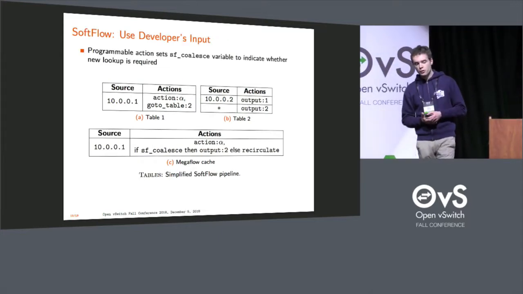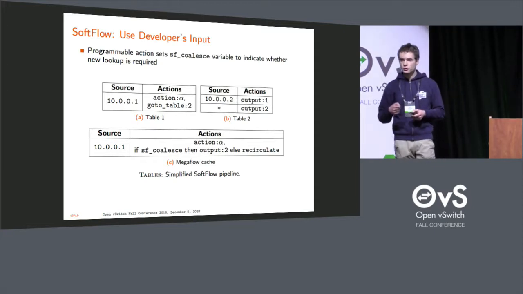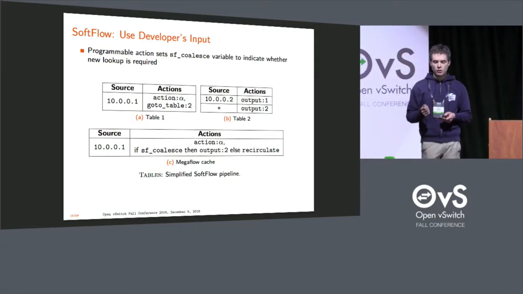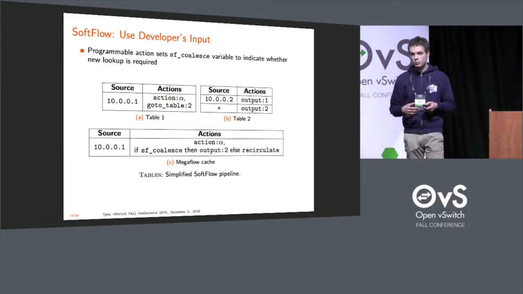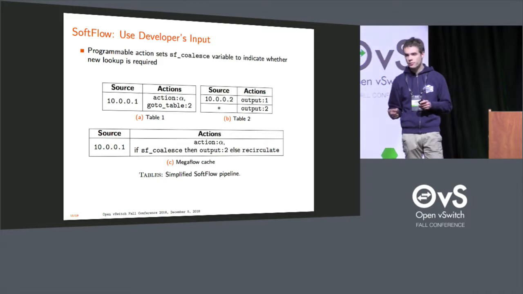In the SoftFlow paper, the first approach I'm going to discuss, they use inputs from the developer in order to reduce the number of cases where we recirculate packets when we shouldn't have. What they did is let the developer, in the programmable action, set an sfcoalesce metadata variable. It indicates whether a new lookup is required or not.